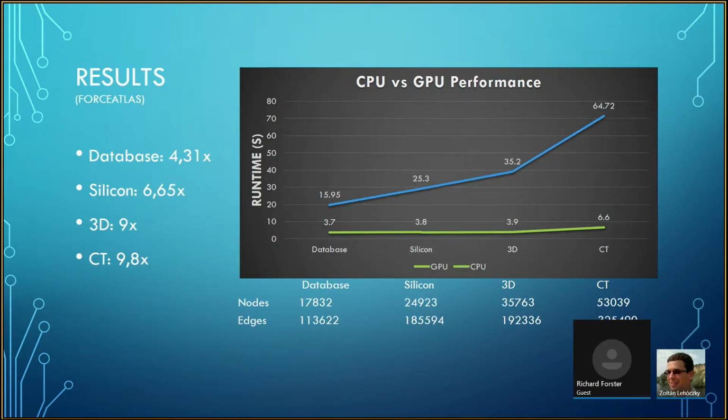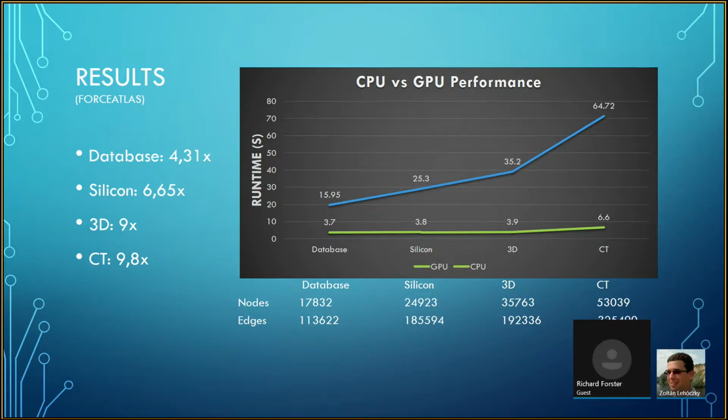So, performance numbers for the same graphs that we had before. We can see that also on the biggest graph, the performance improvement is the greatest. Compared to the CPU and GPU, we were able to achieve a 9.8 times faster computation time.